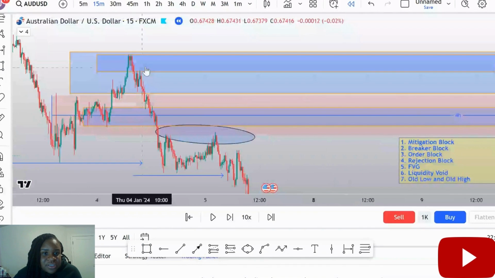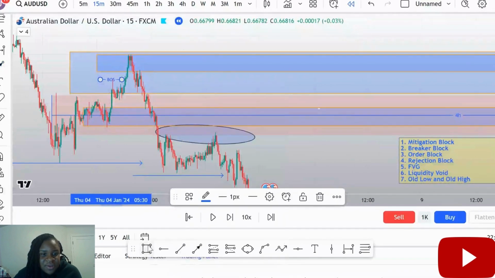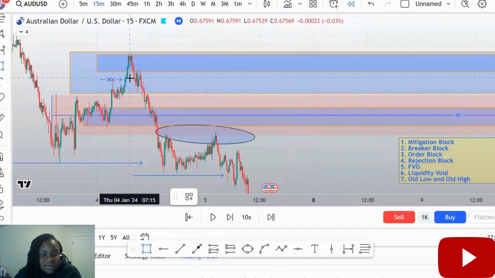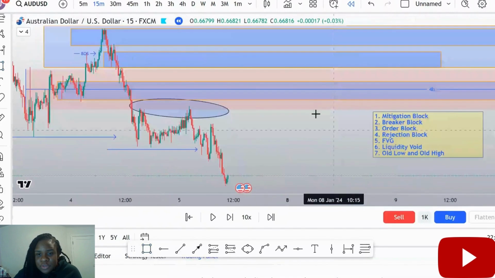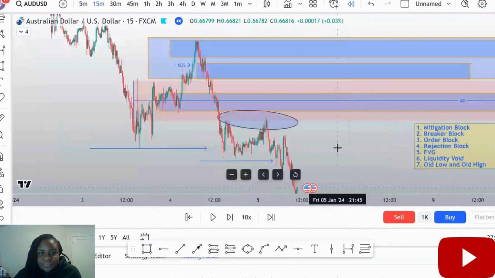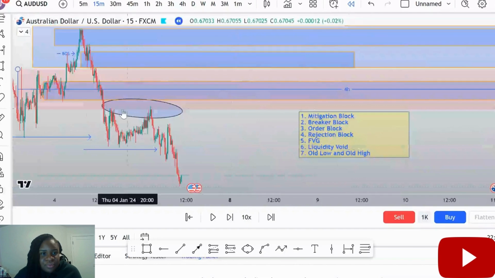In that zone we picked, there was a reaction. There was a break of structure here. Can you see there was a break of structure here? And there was a market that reacted here, but it came and broke under. Can you see it? That's a mitigation block.